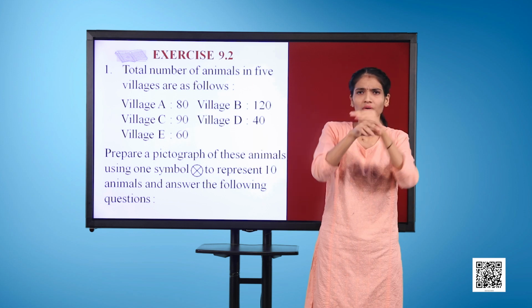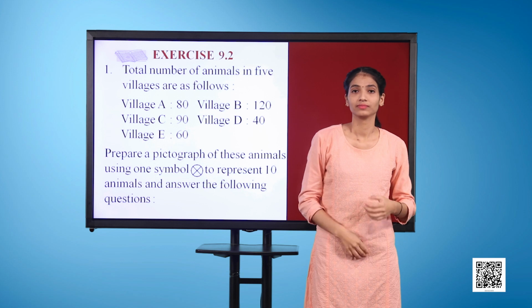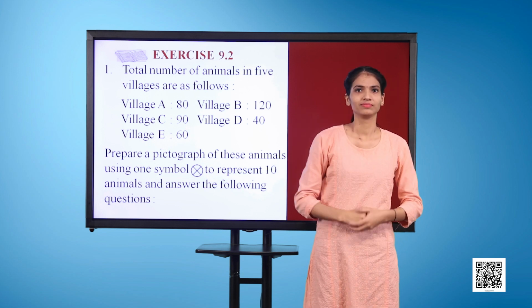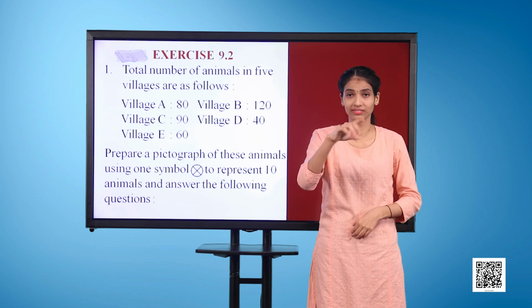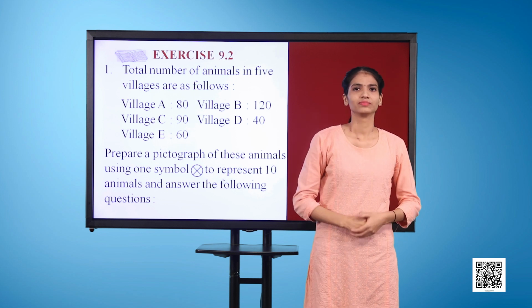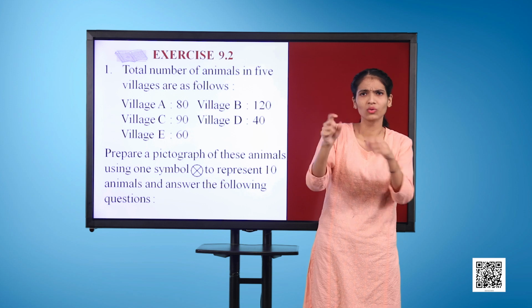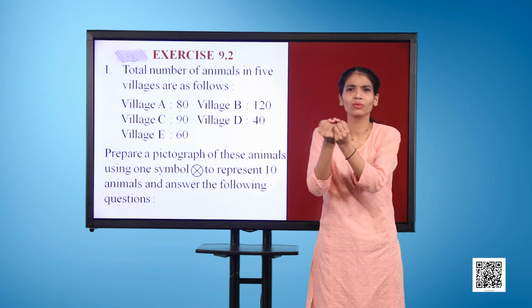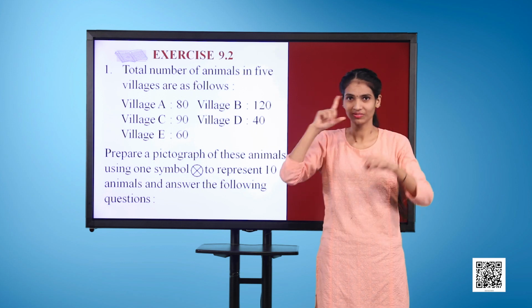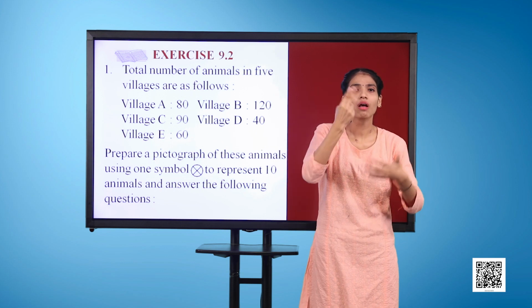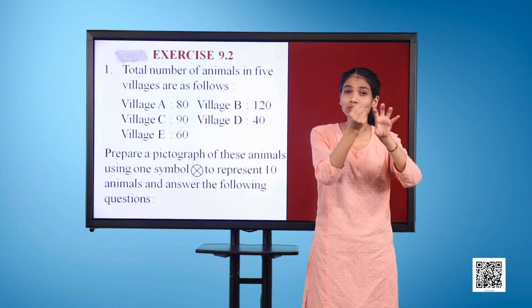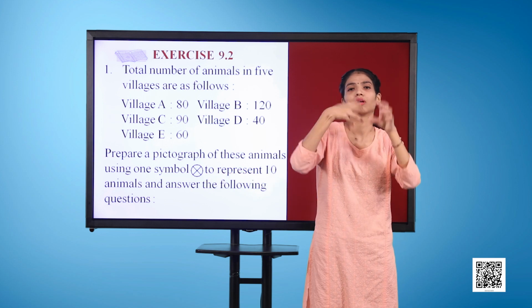Village A, 80. Village B, 120. Village C, 90. Village D, 40. Village E, 60. Prepare a pictograph of these animals using one symbol to represent 10 animals and answer the following questions.